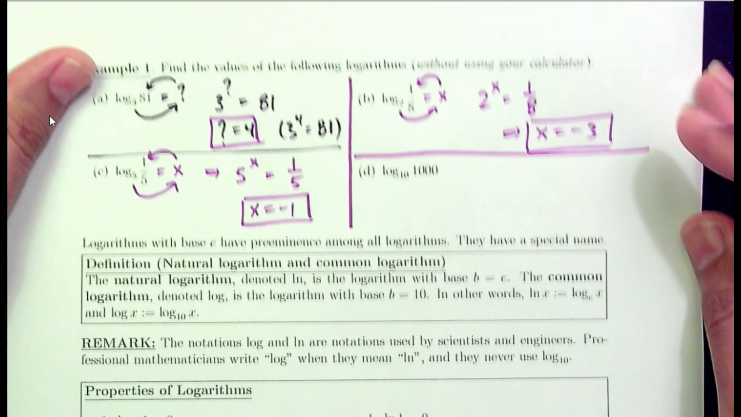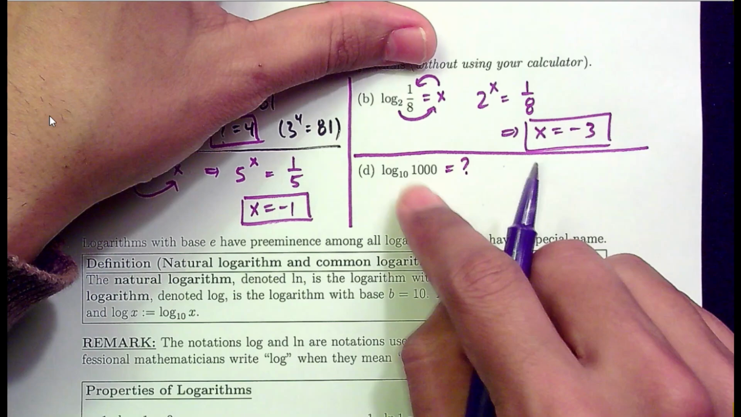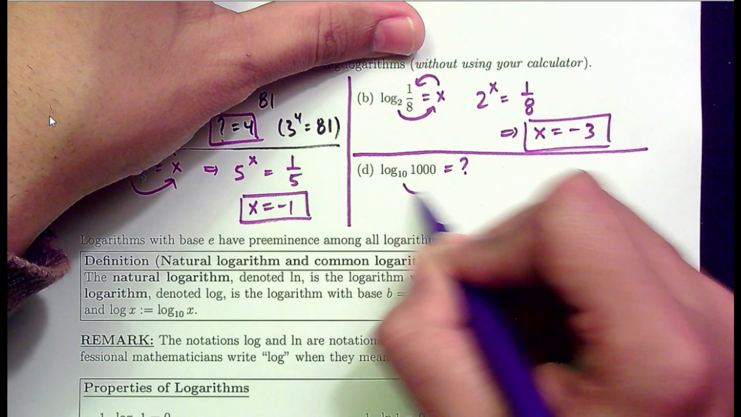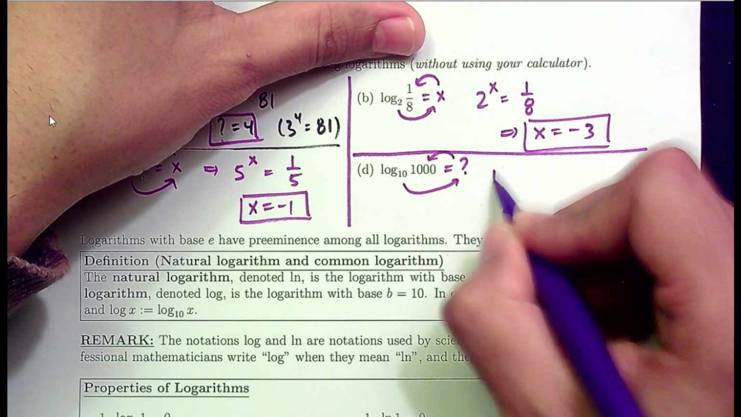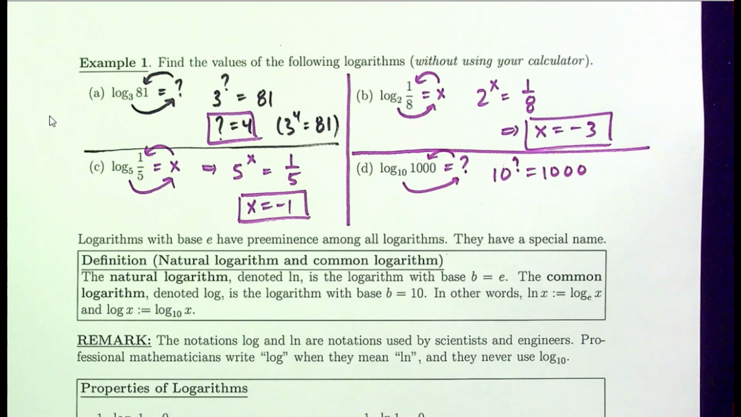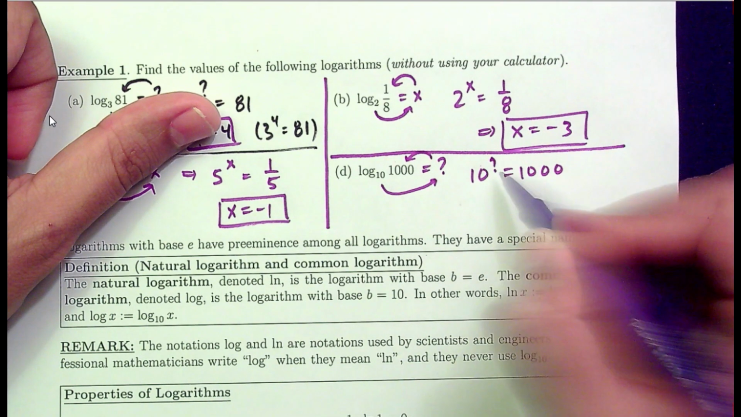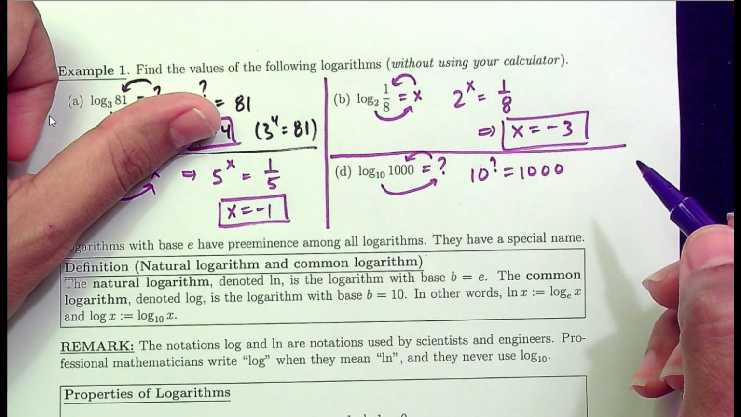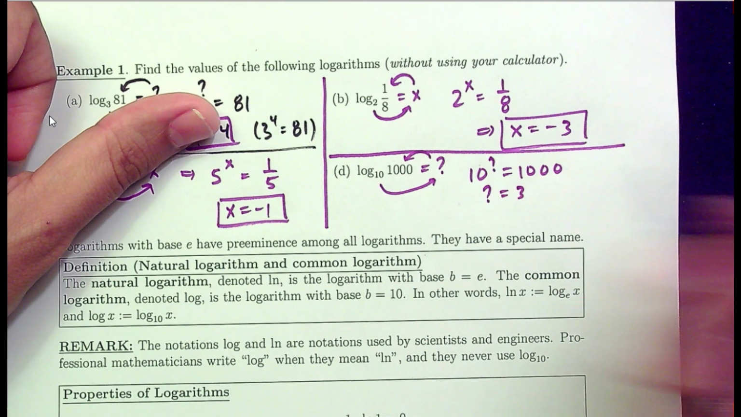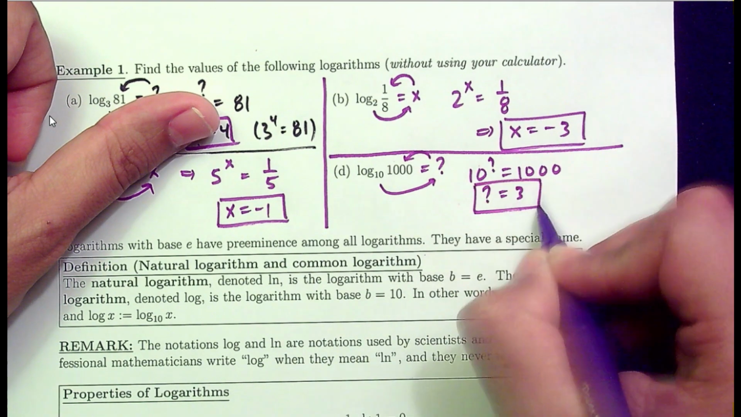Okay, and here's the last one. 10 to the what? I mean, sorry. Yeah, we're interpreting this. I'm going to call it now, instead of x, I'm going to call it question mark. 10 to the question mark equals 1,000. So I'm using the question mark like my variable name. So what goes in there to get 1,000? 10 to the what? The answer is 3. Question mark equals 3 because 10 to the 3 is 1,000. So the answer is 3.